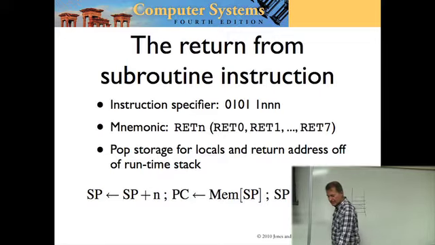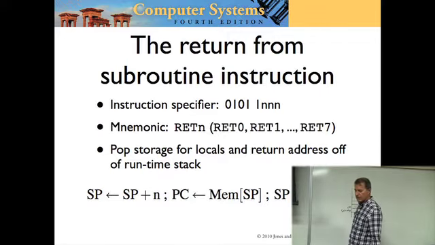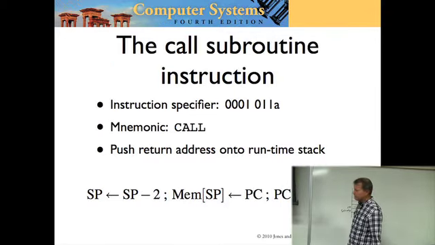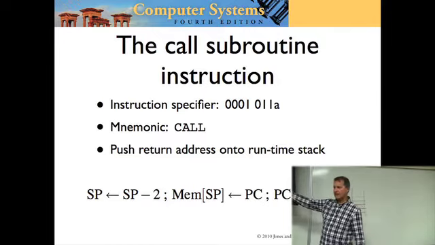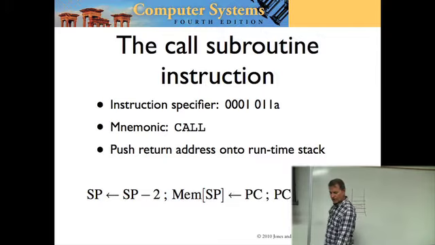Let's go back and see. Is call unary? Oh, no. Why not? Because it has an operand, yeah? So call is not unary. It has an operand.